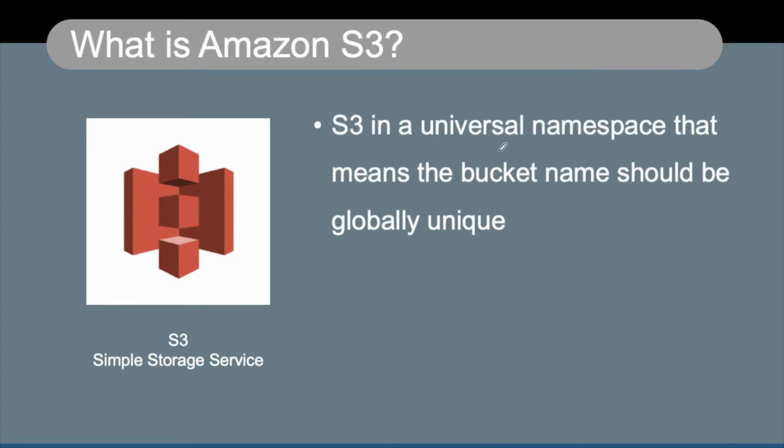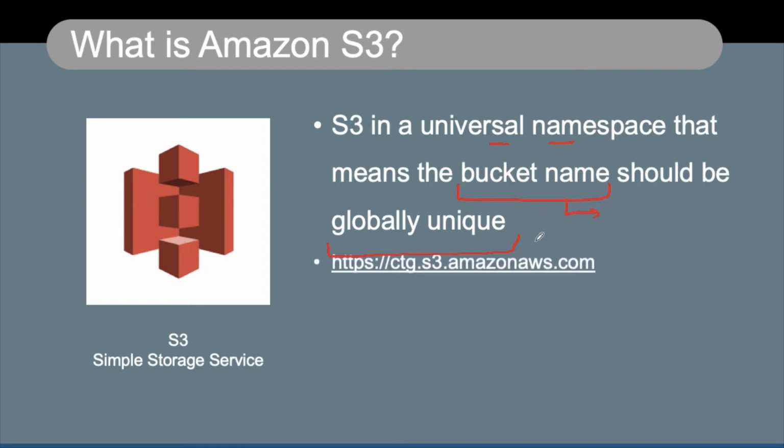S3 has a universal namespace. That means the bucket name you use should be globally unique. For example, I cannot use the bucket name Amazon123 because maybe somebody has already used that particular name, so I will not be able to use it. The bucket name has to be globally unique.